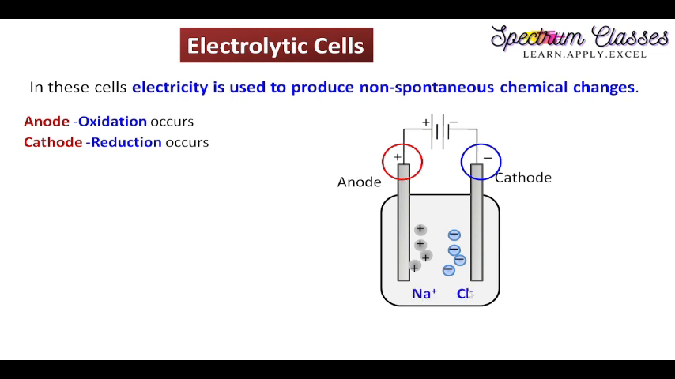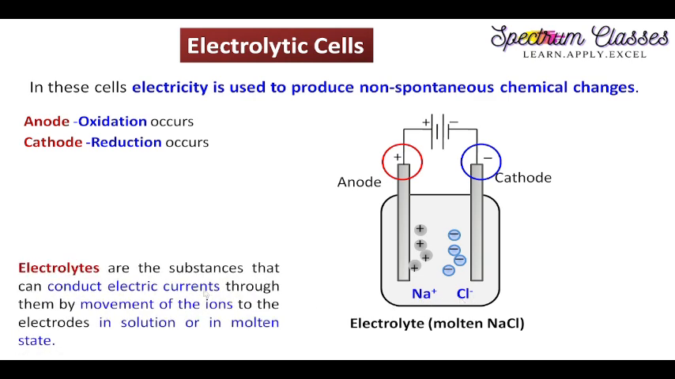Now coming to the next, here you can see sodium and chloride in the form of their ions. Ions means they have positive or negative charges, and these Na plus and Cl minus are known as the electrolyte. In this case molten NaCl is the electrolyte, right? So what is called an electrolyte? Electrolytes are those substances that can conduct electricity through them by movement of their ions to the electrodes, in solution or in the molten state.